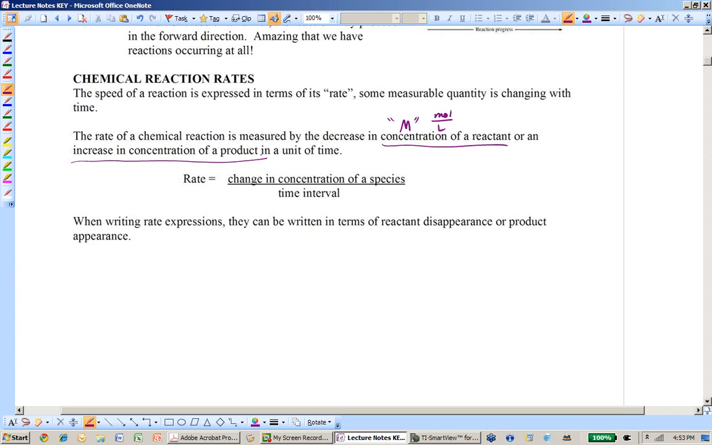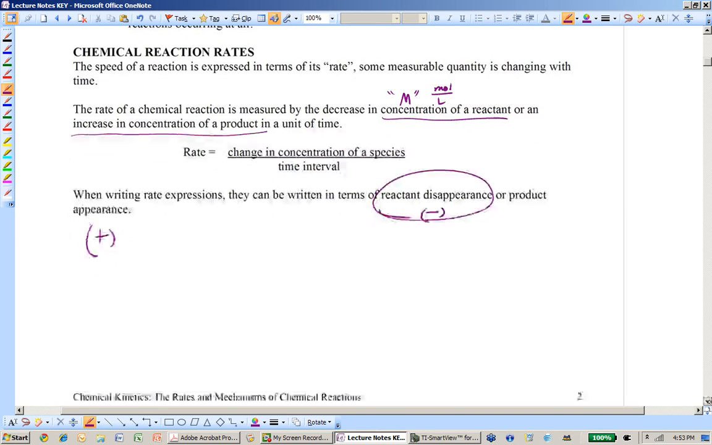So when writing rate expressions, we can write them in terms of reactant disappearance, which we are going to put a minus sign on, because their concentration is dropping, decreasing, or product appearance, which started off at 0, and so you guessed it, we give that a positive sign.